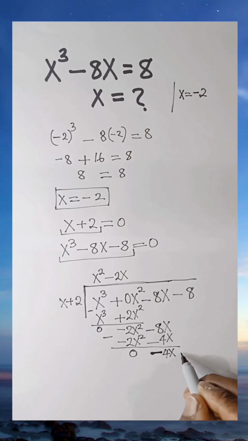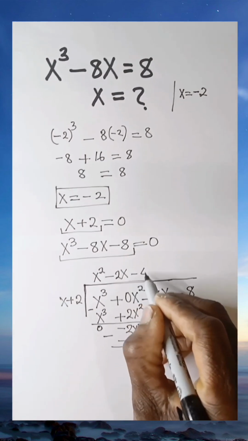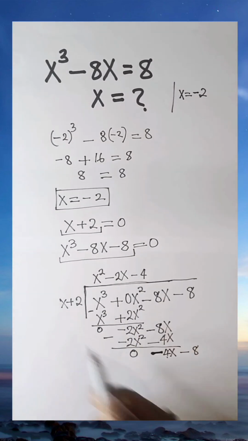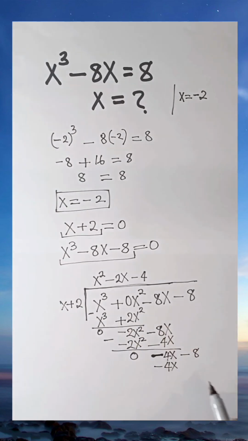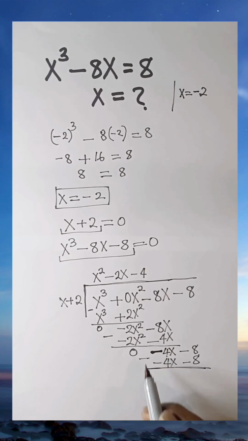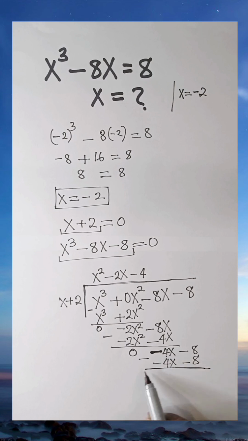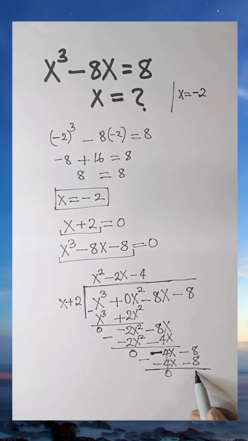We bring down minus 8. Minus 4x divided by x will give us minus 4. Minus 4 times x will give us minus 4x. Minus 4 times 2 is going to give us minus 8. We subtract. Minus 4x minus minus 4x will give us 0. And minus 8 minus minus 8 will equally give us 0.